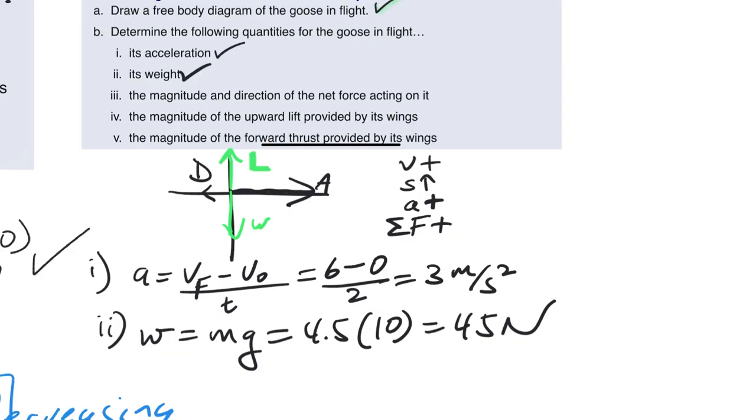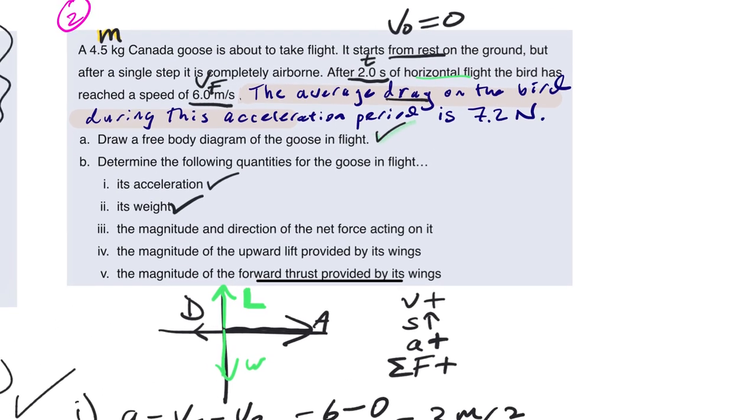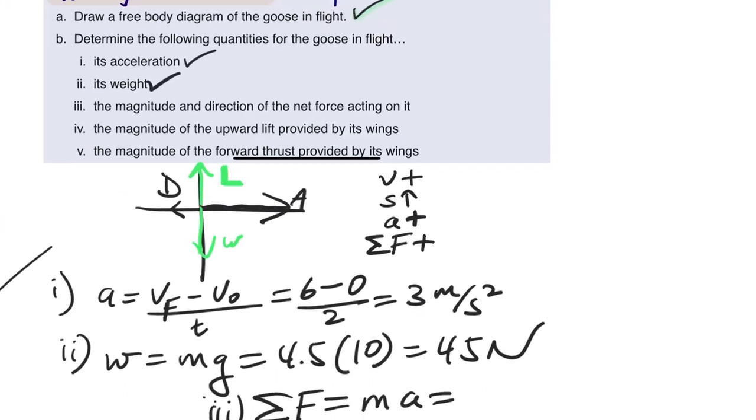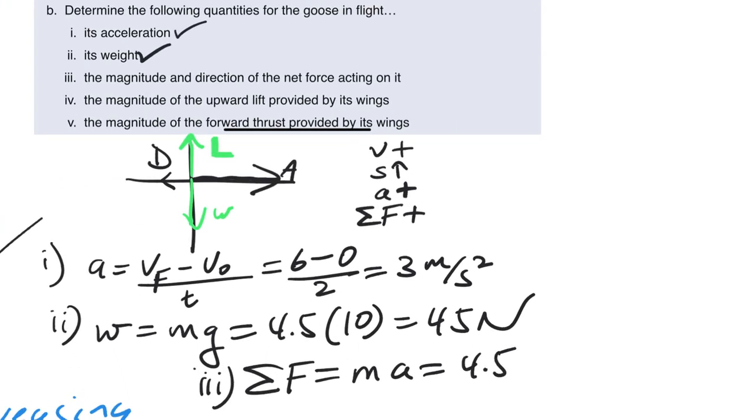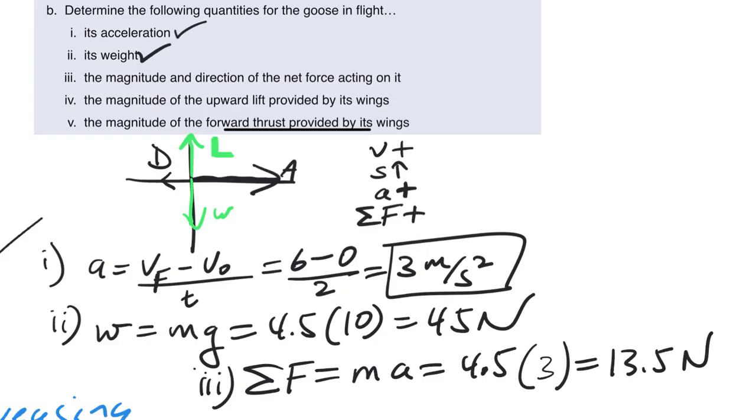Number 3, the size and direction of the net force acting on it. Well, that's easy now that I've got the acceleration and the mass. That's m times a. The mass is again 4.5. Now a is not 10, it's the actual acceleration that we calculated right here, times 3 meters per second squared. So I think that's 13.5 newtons to the right.